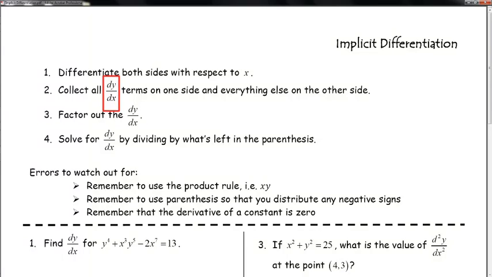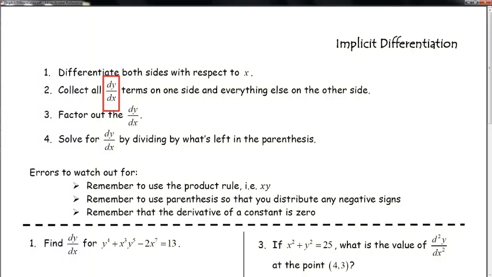So we're going to collect all our dy/dx terms on the left side, and we're going to move everything else to the right side. And factor out our dy/dx, and we're going to solve for dy/dx, which is our y prime, f prime, g prime, by dividing by whatever's left in the parentheses. So things to be aware of: make sure you use the product rule.